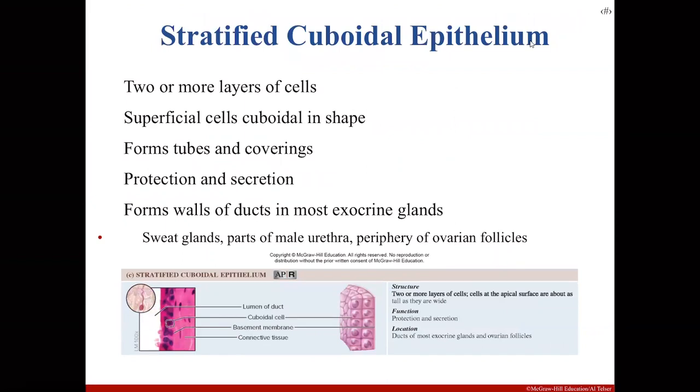Stratified cuboidal, same idea, you just have multiple layers of cuboidal cells. Their sweat glands is where you find them, and they're going to protect and secrete.